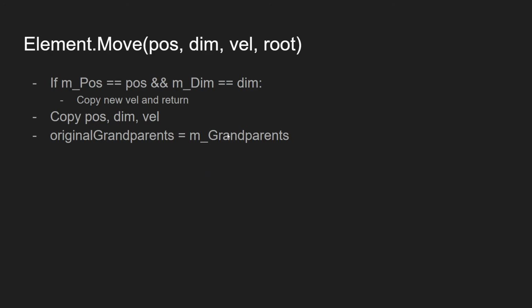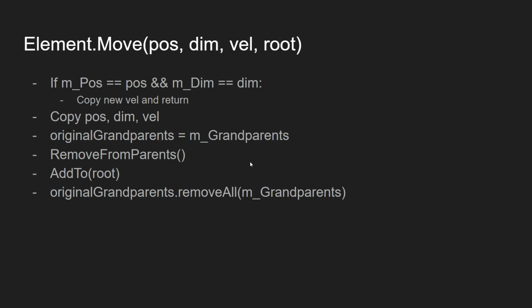We'll get a list of our original grandparents, so our grandparents at the current spot in the tree. We will remove from all of our parents and grandparents, and we will add back to the tree at the root node we've been given, and then we will remove all of our new grandparents at our new spot in the tree from our set of original grandparents. And then what this gives us is original grandparents now contains only those nodes that were grandparents in our old position, but not in our new position. So nodes that we were a part of, but now no longer are. And those might need to be merged now that we've moved out of it. So we'll just try to merge all of those.